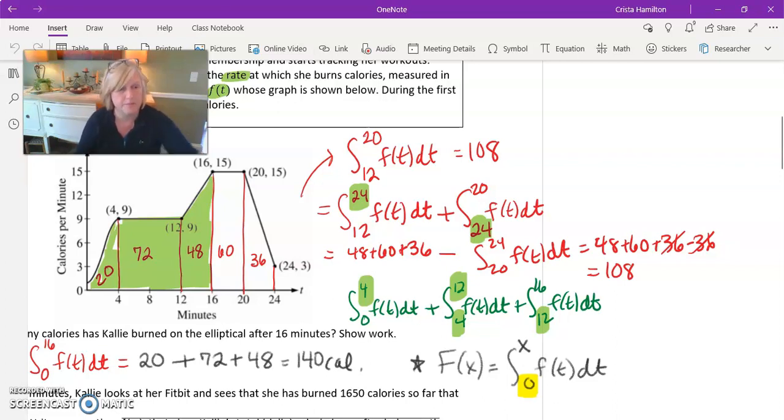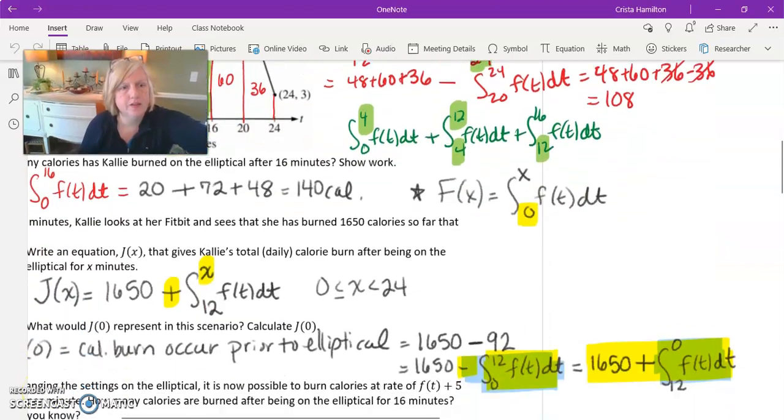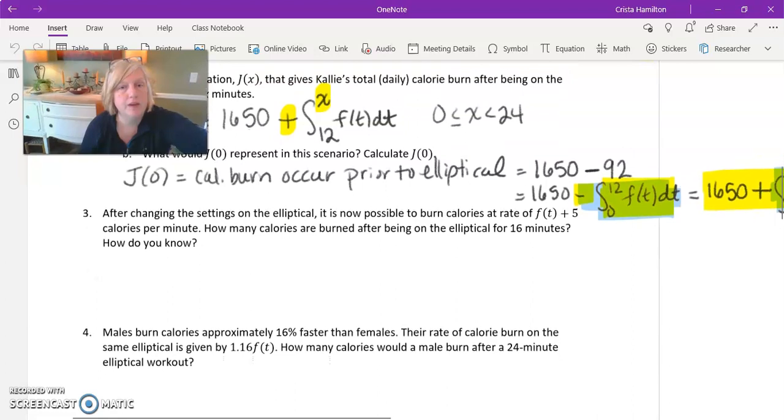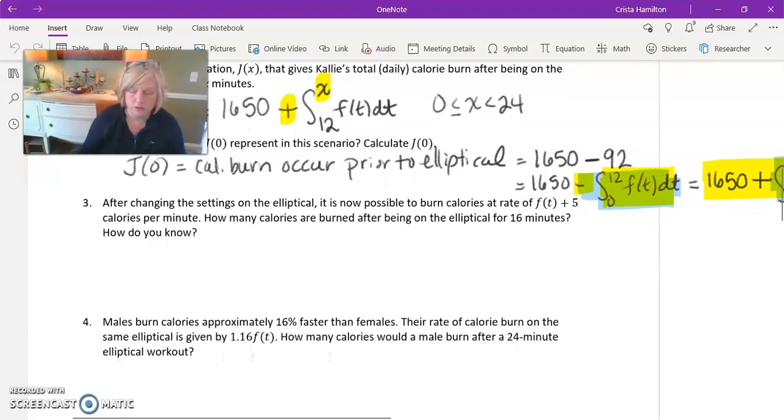All right, let's look at the third property of definite integrals, which is also something that we've already talked about with indefinite integrals as well. So we've changed the settings on our elliptical. Maybe we increased the incline a little bit, made it a little bit harder to do. And so now it's possible to burn calories at a rate that is 5 more calories per minute than what it used to be. So maybe by increasing, like, you know how you have the little dial that you can turn that makes it a little harder to pedal as you're going around on your elliptical.